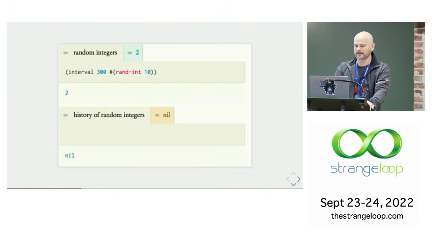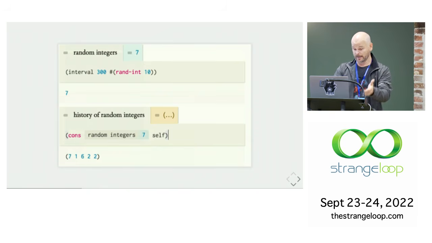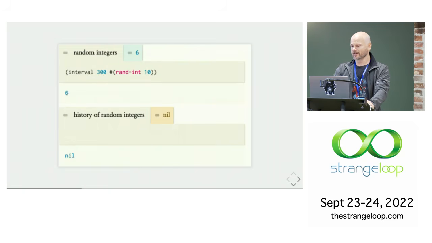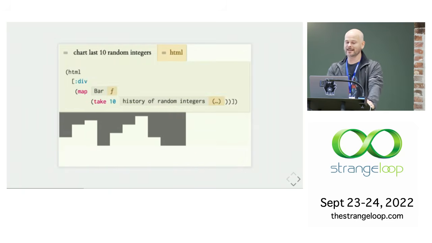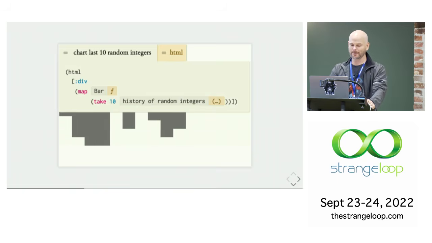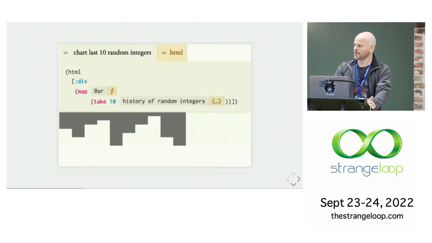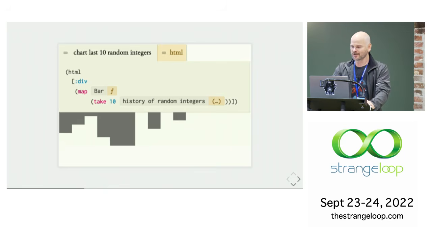So you've got things like this, right? You say, here's an interval every 300 milliseconds, give me another random integer. And it does. And then you can have another thing refer to that, in this case, consing them on. And now we build a history of all the random integers that have happened. And what else can you do? Well, you can refer to that, and you can take 10 with normal Clojure semantics and then map that out as a bar. And what do you get? You get a nice graph, a graph that moves in real time.